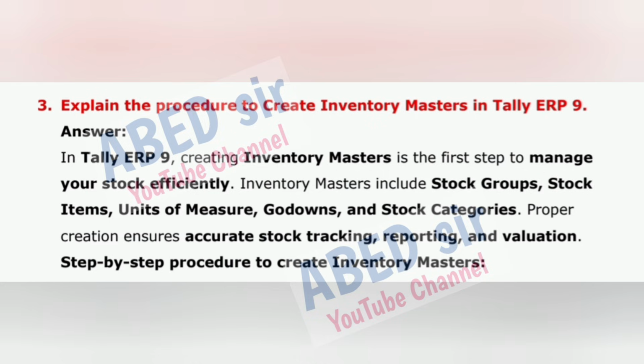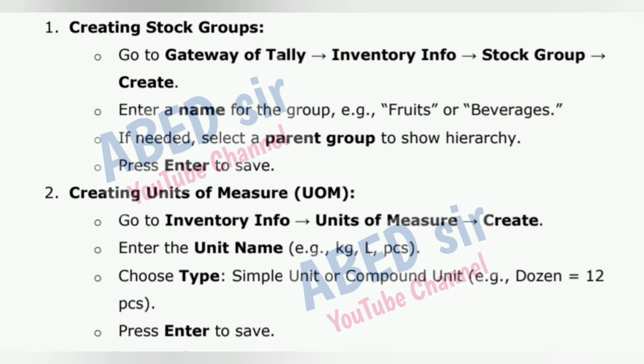Answer. In Tally ERP 9, creating inventory masters is the first step to manage your stock efficiently. Inventory masters include stock groups, stock items, units of measure, godowns, and stock categories. Proper creation ensures accurate stock tracking, reporting, and valuation. Step-by-step procedure to create inventory masters. 1. Creating stock groups. Go to Gateway of Tally, Inventory Info, Stock Group, Create. Enter a name for the group, example, fruits or beverages.